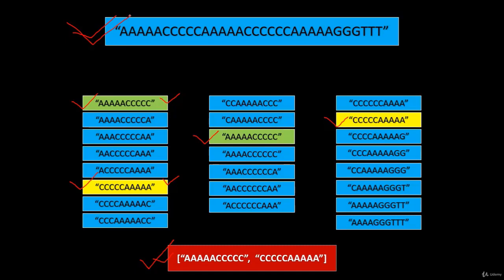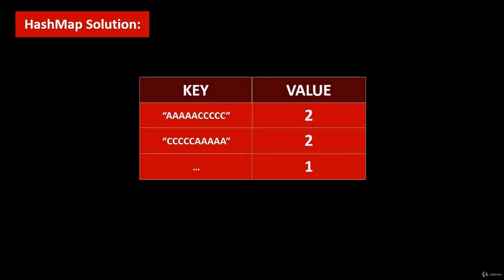We can solve this problem using a hash map, and also using a set. Let's see first how we can solve this problem using a hash map, then we will see how to solve it using a set. Now we're going to go through the intuition of the hash map solution. First, we construct a hash map, with the substrings as keys and the number of appearances of each substring as values. These two strings appear twice in the list, and all other strings appear once.